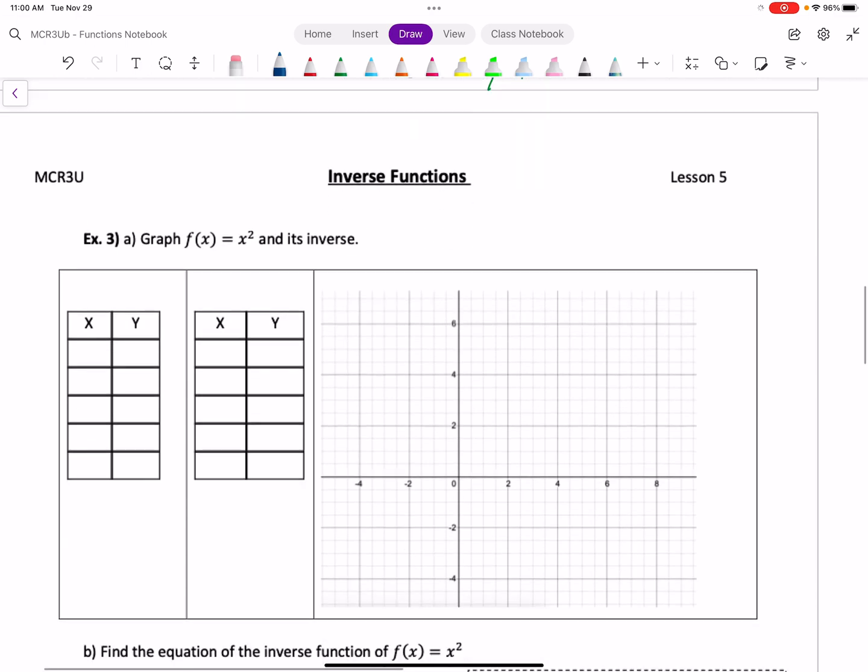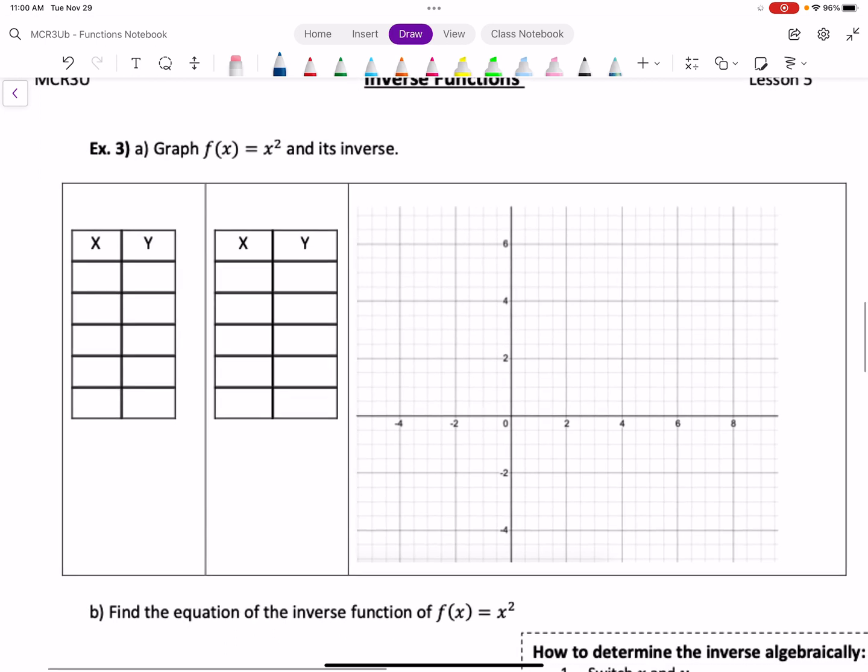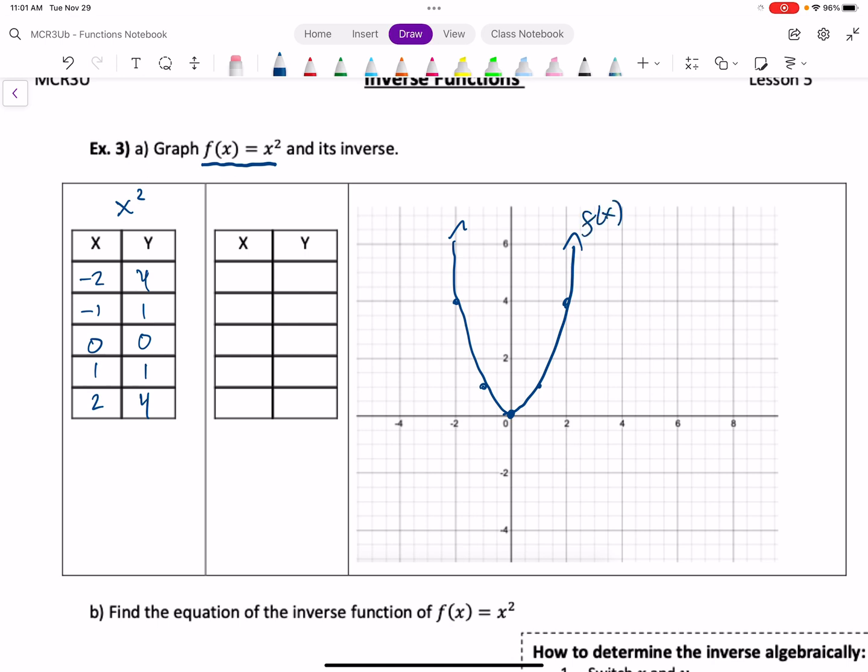So let's take a look at one of our base functions and then see what the inverse of it looks like. So it says graph f at x equals x squared and its inverse. And obviously if it goes too fast here, you can kind of pause to catch up. So I'm going to put down my key points, which hopefully at this point you're starting to remember. And these are my key points for this specific base function x squared. So I've got these ones there. If I plot those, I've seen this many, many times, connect them, nice curve. There's f at x equals x squared. So I'll just label it f at x.